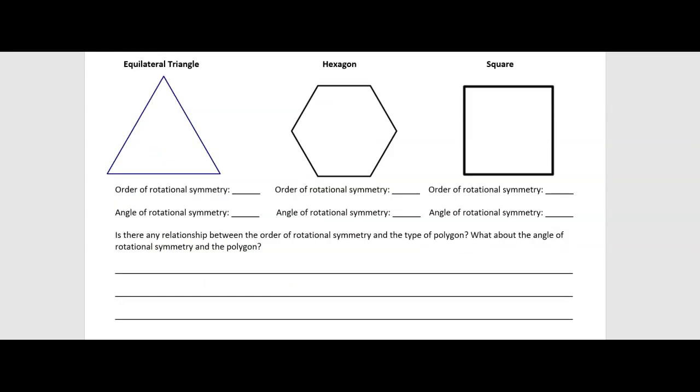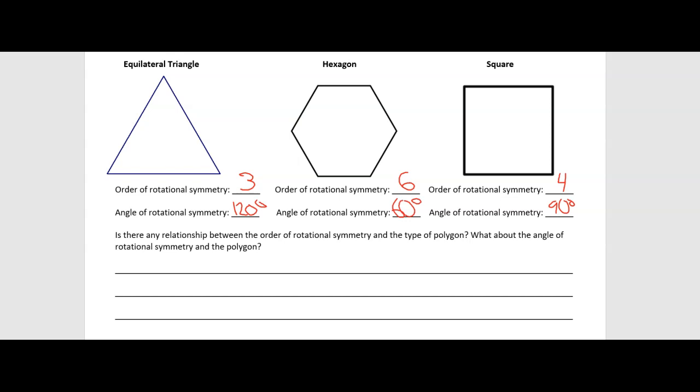So hopefully you've paused the video and you've gone to figure out the hexagon, because I'm going to put the answers up here now. The order of rotational symmetry for an equilateral triangle was 3. The angle of rotational symmetry was 120 degrees. For the square, order was 4, angle was 90 degrees. For the hexagon, the order is going to be 6, and the angle is going to be 60 degrees.